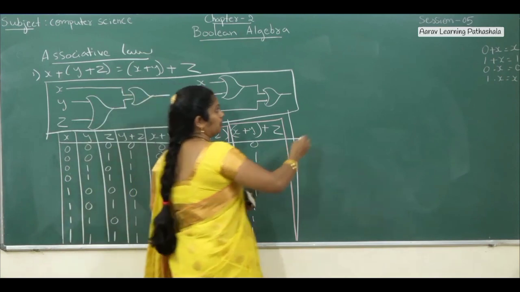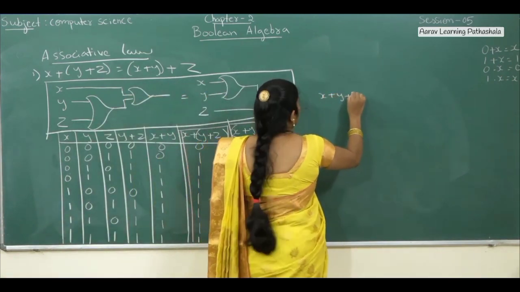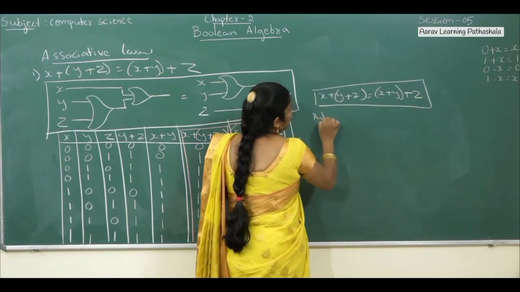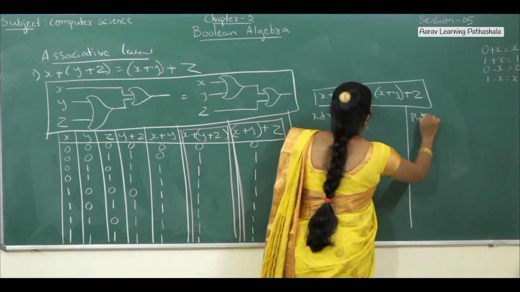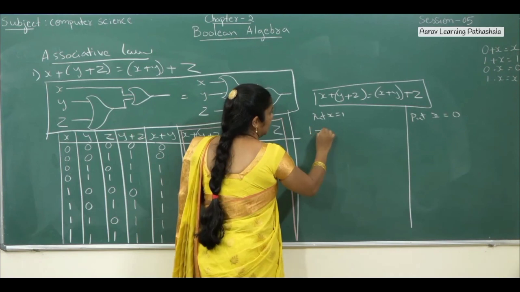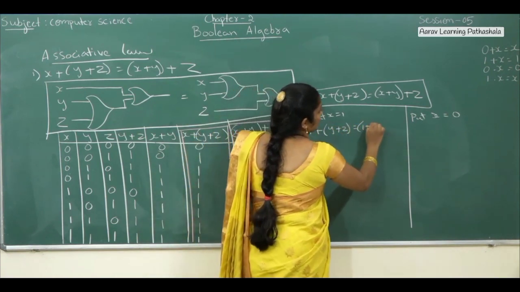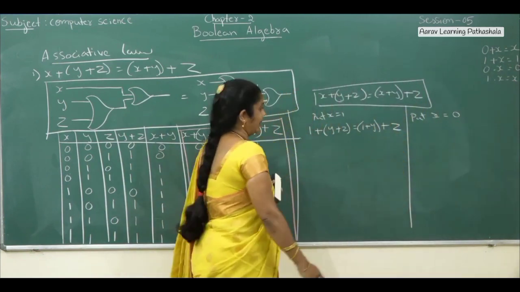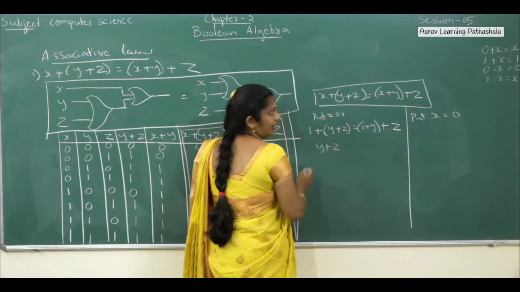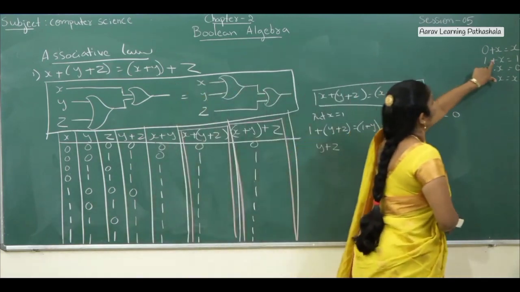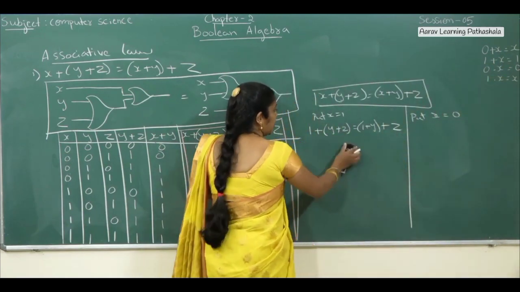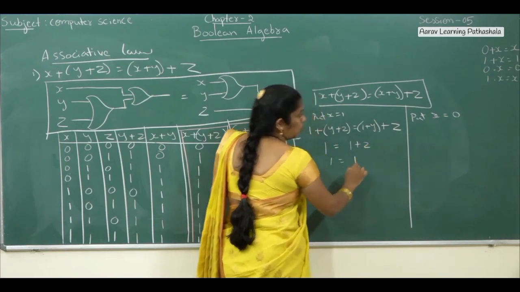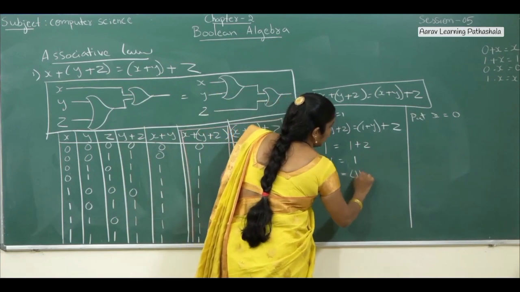Now, how to prove this by the perfect induction method. The equation is x plus (y plus z) equals (x plus y) plus z. This is the given equation. Now put x equals 1 one time, and another time put x equals 0. In the place of x write down 1 plus (y plus z) equals (1 plus y) plus z. Here 1 plus any variable is nothing but 1 only, I can take. Otherwise, if you want, you can distribute. Here also, you can write like this, or directly write 1 also. 1 equals 1. Therefore, the right hand side value equals the left hand side value.